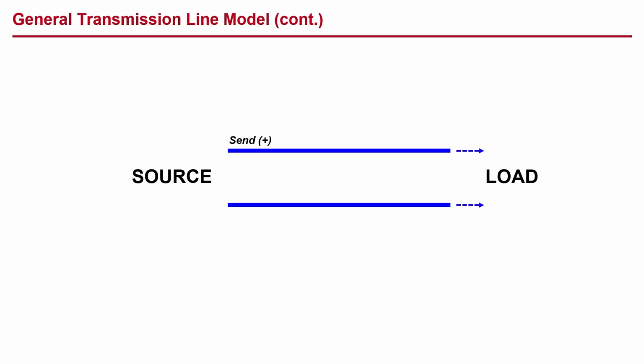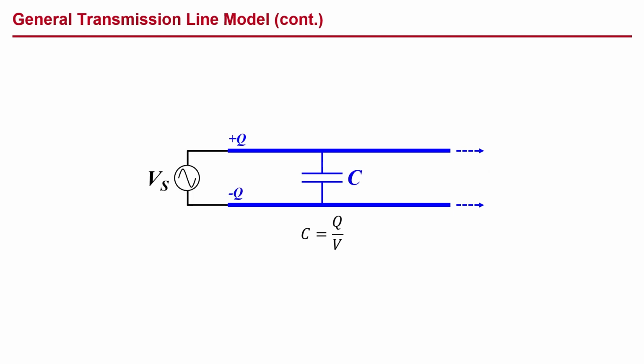Any interconnection between a source and a load will consist of two conductors, a send or positive conductor and a return or negative conductor. The two conductors will have capacitance between them, defined as the charge stored divided by the potential between them, and the capacitive reactance, or impedance, is equal to 1 over j omega C.